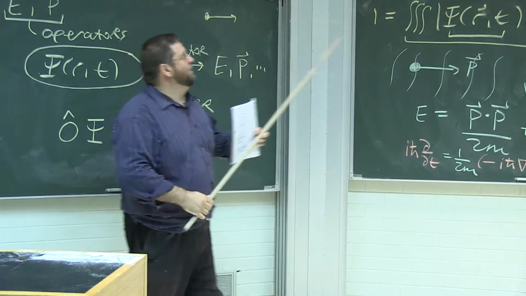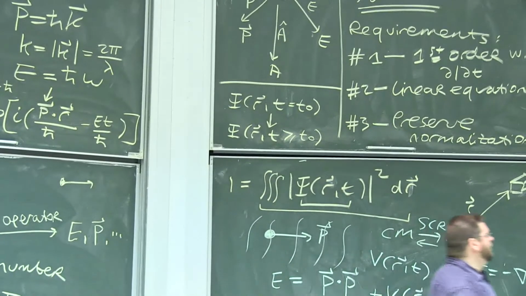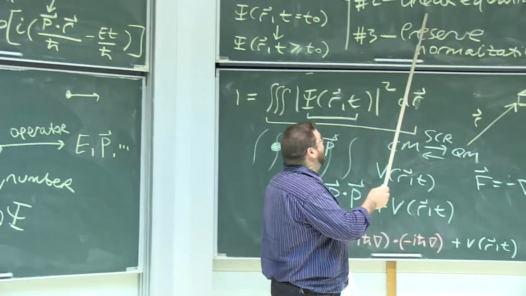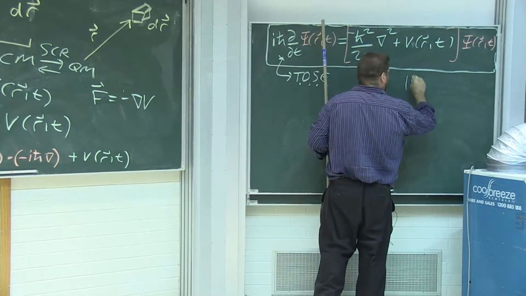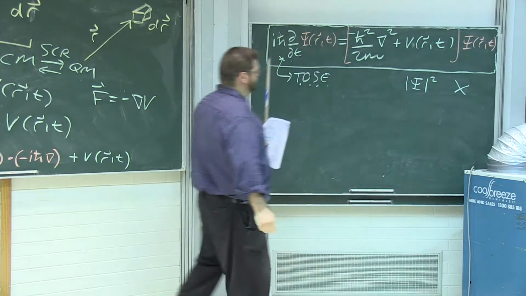Let's go back to our requirements. We wanted an equation that was first order with respect to time. This is first order with respect to time. We wanted a linear equation. This is a linear differential equation. If you had terms that looked like the magnitude of psi squared, that would make a nonlinear equation.